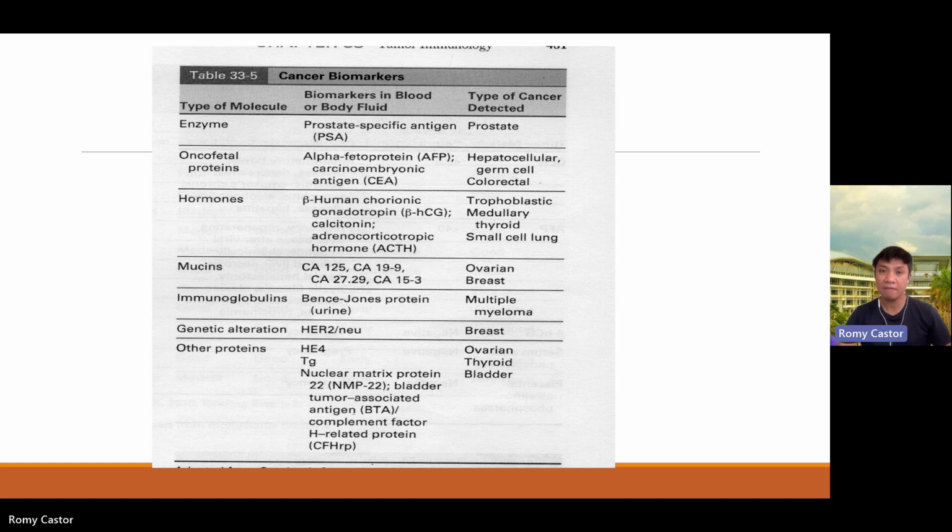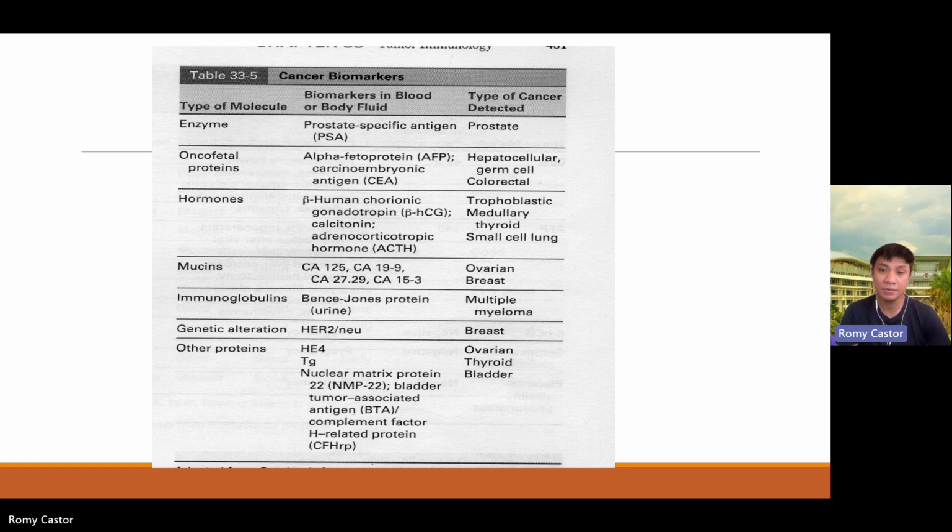Okay, we have here the table here for the different classification of the tumor markers and their association with the different cancer. So enzymes, so we have here the PSA, prostate-specific antigen for the diagnosis of the prostate cancer. Okay, for the oncofetal protein, so ito yung mga embryonic natin. That includes here your alpha fetoprotein, so that's for the liver cancer. We have also here our carcinoembryonic antigen for the colon cancer.